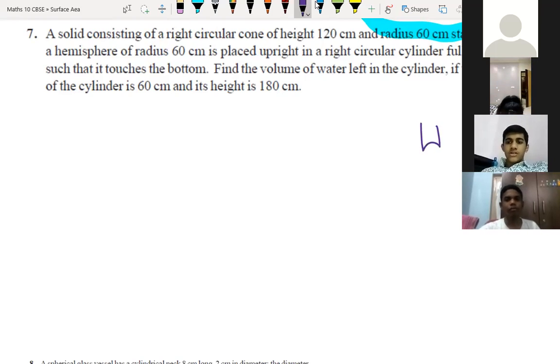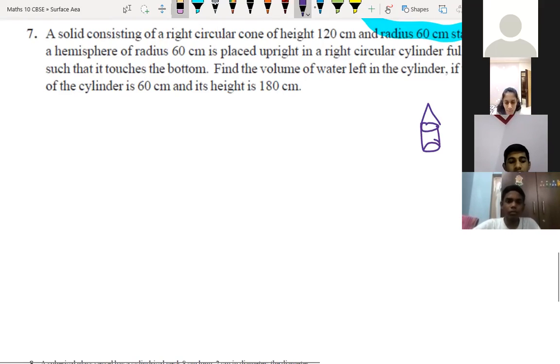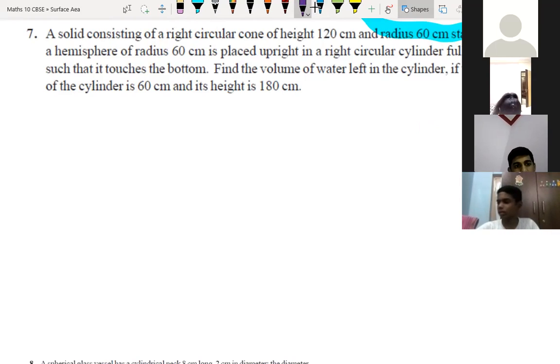So this is like this, and the cylinder and cone are like this, correct? No, sir, it's not like that. So it is like this. No, no, no. The cone is inside the cylinder, sir. Okay, let me check this once. Wait, I have not read the question properly. Wait, let me understand.